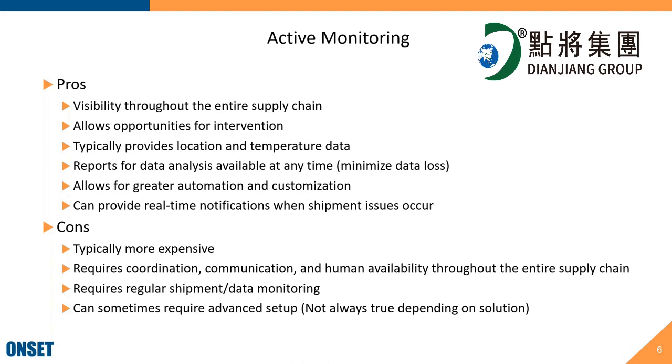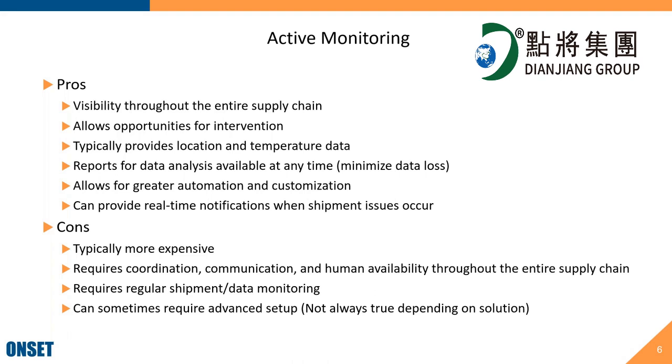Some of the cons typically are more expensive. Cellular loggers, again, tend to be a bit more expensive because of the hardware and the data plans. It requires coordination, communication, and availability throughout the entire supply chain. You can get all the notifications in the world saying that something's going wrong with the shipment, but if you don't have a tight partnership with your supply chain partners, then there really isn't an opportunity to react and to intervene and make sure that that shipment gets back on track. So you do have to have that tight bond, that tight partnership with your supply chain partners.